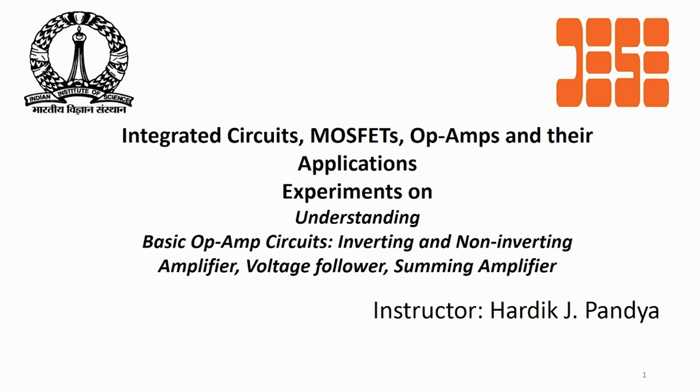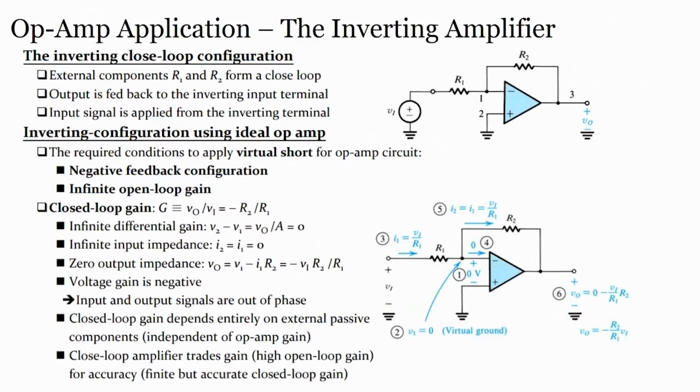So, first is the inverting amplifier, then the non-inverting amplifier, then the voltage follower and the summing amplifier. Let us see the first one, which is the inverting amplifier. If you recall, we have already seen in the theory class what exactly the inverting amplifier is. I am just quickly moving through this slide so that we can correlate the theory class with the experimental class.